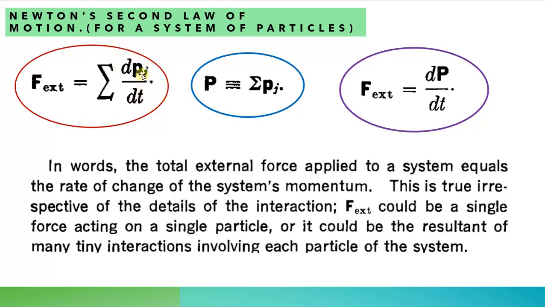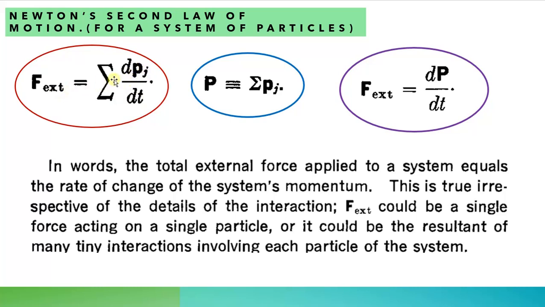But we can write, if P1, P2, P3, P4 etc. are the individual momenta of the individual particles, particle 1, particle 2, particle 3 etc., sigma Pj will give the total momentum of the system. P is equal to sigma Pj, that will give the total momentum of that particular system. Now in this case, if we interchange the derivative and summation, it will not make any difference in the value. So we can take the summation inside the derivative.